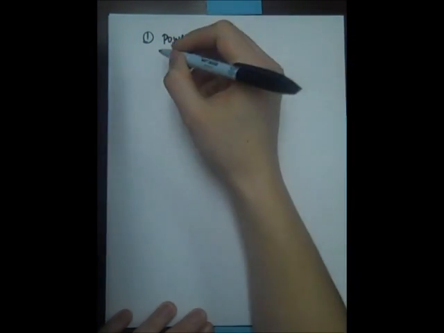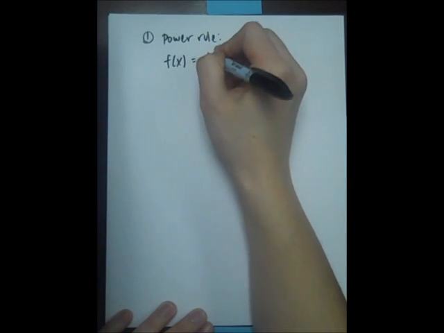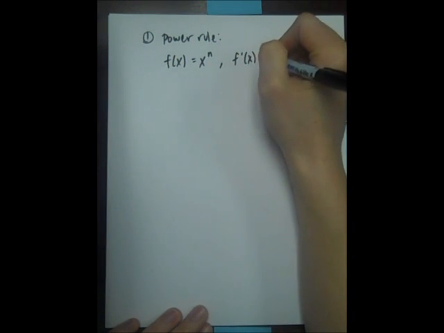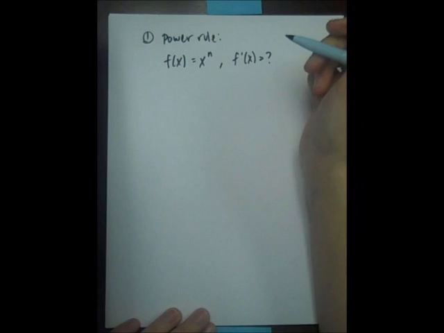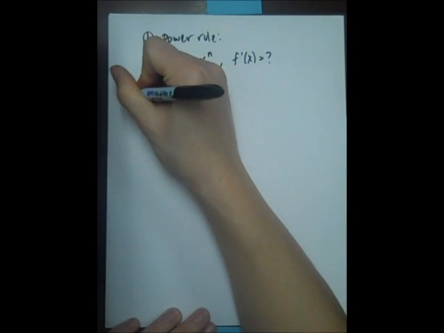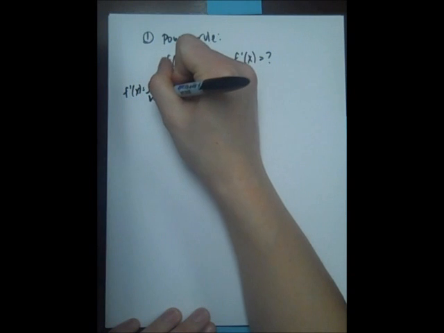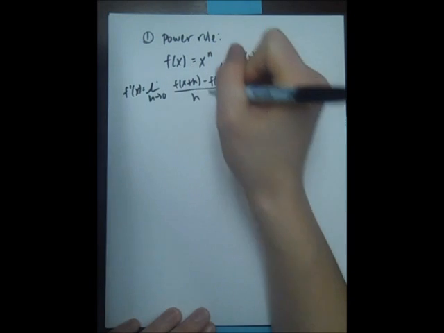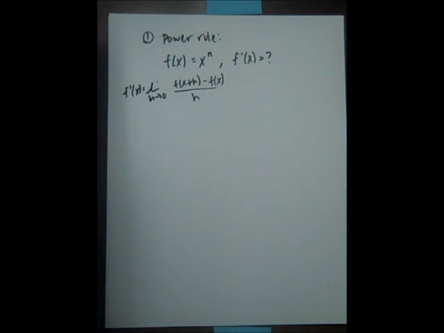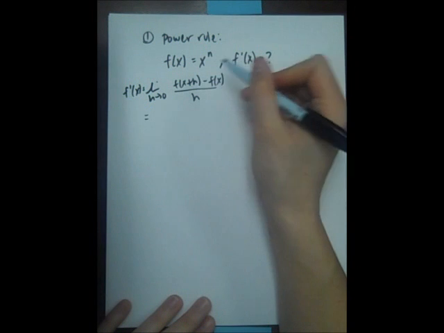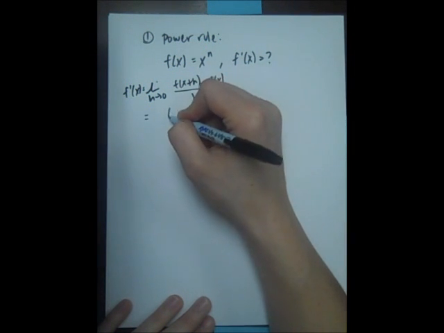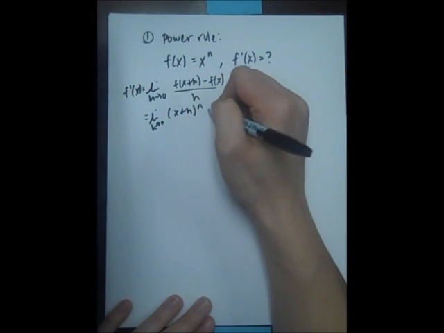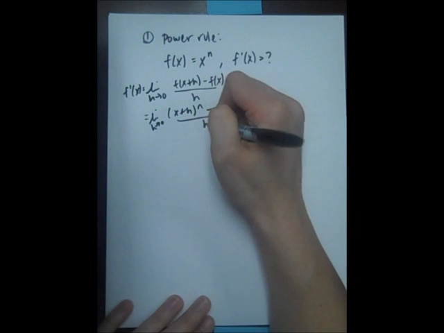So the power rule is for something like, let's say f of x is x to the n. And we want to know, what is f prime of x? Well, by the definition, f prime of x equals the limit as h approaches 0 of f of x plus h minus f of x all over h. Now what is f of x plus h? That's going to be x plus h to the n minus x to the n all over h.